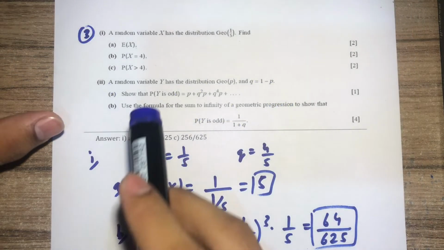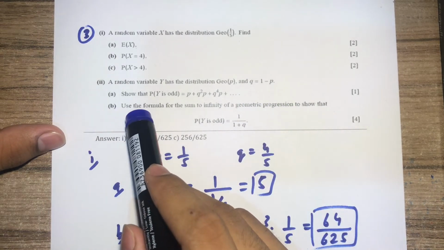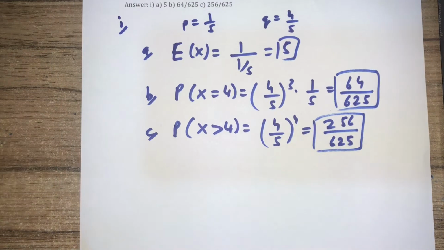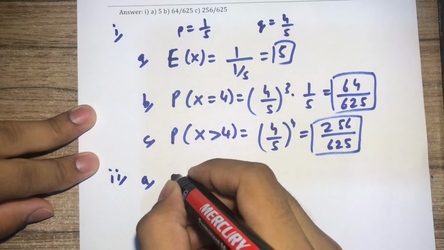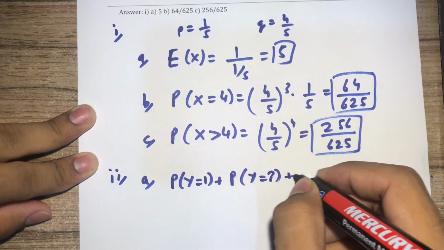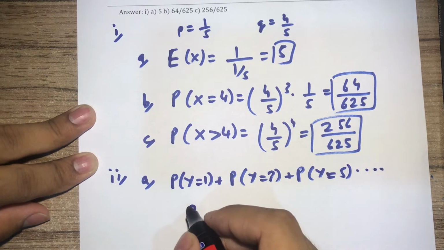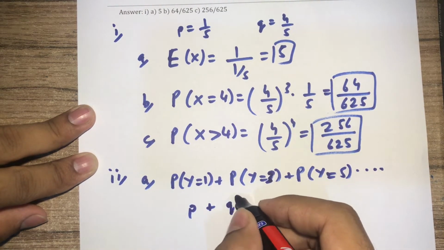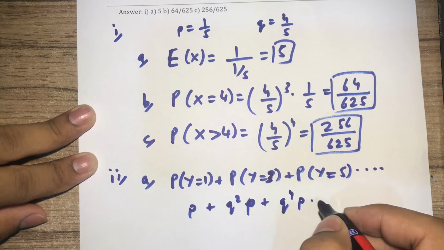That is part 1. In part 2, they're saying a random variable y has a distribution Geo(p) and q equals 1 minus p. Show that the probability of y is odd is equal to this given expression. So part 2a, for probability of y is odd, probability of y equals 1 plus probability of y equals 3 plus probability of y equals 5 and so on. Probability of y equals 1 is p, it's basically q power n minus 1 times p, plus q squared p for 3, then q power 4 p for 5, and so on.